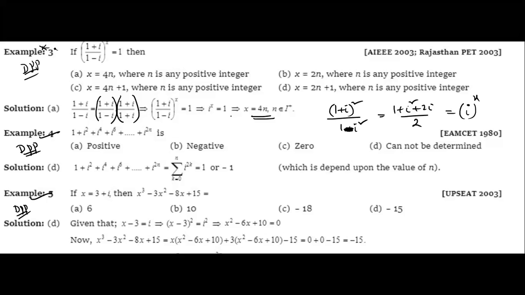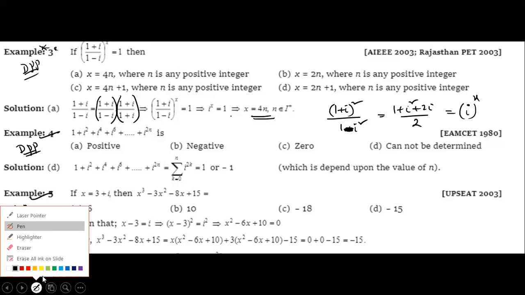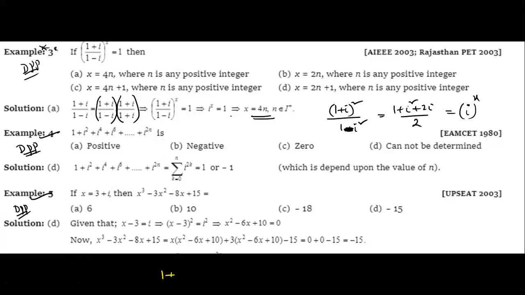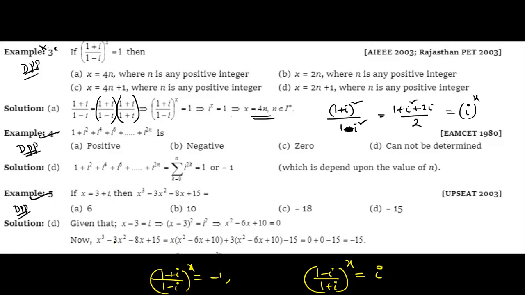Question number 3, you can expect this type of model. See, dear students, I'm giving one more model. Sometimes they ask (1 plus i) by (1 minus i) whole power x is equal to minus 1. For what values of x is it coming? (1 minus i) by (1 plus i) whole power x is equal to i. For what values of x is it coming? This is example 1, find out. This is example 2. So whenever you get free time, try to solve this type of models, all of you.